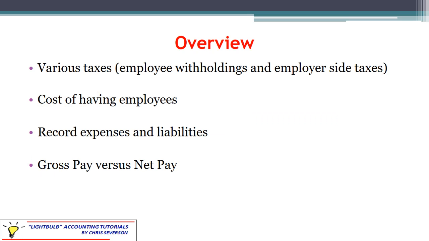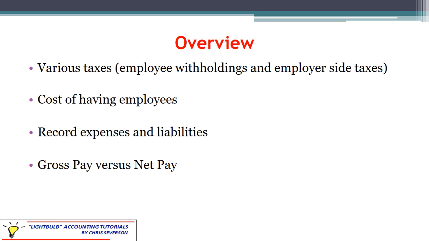As a quick overview, we're going to talk about various taxes, both the employee side, which means that this is withheld from an employee's paycheck, and the employer side, which means that the employer themselves has to pay these taxes, and it is not something withheld from the employee's paycheck.